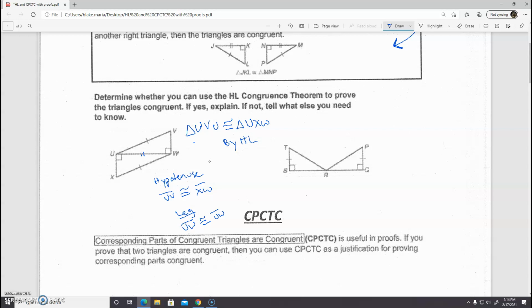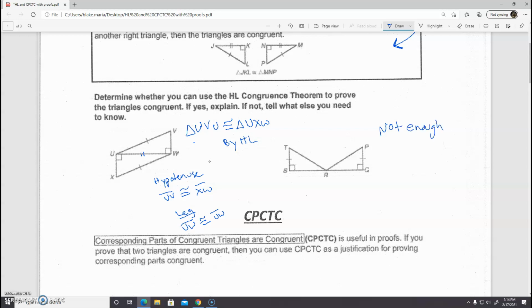So I don't see anything else I can mark in the picture. There's no reflexive, there's no vertical angles, right? So there's nothing else I can really mark in this picture. So is this enough? Well, for hypotenuse leg, you need a hypotenuse. So here's my right angle. It's not even marked. So we do not have enough information.